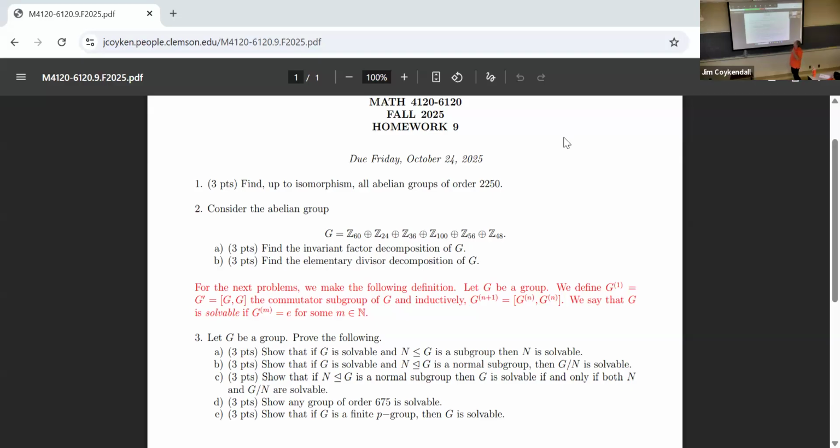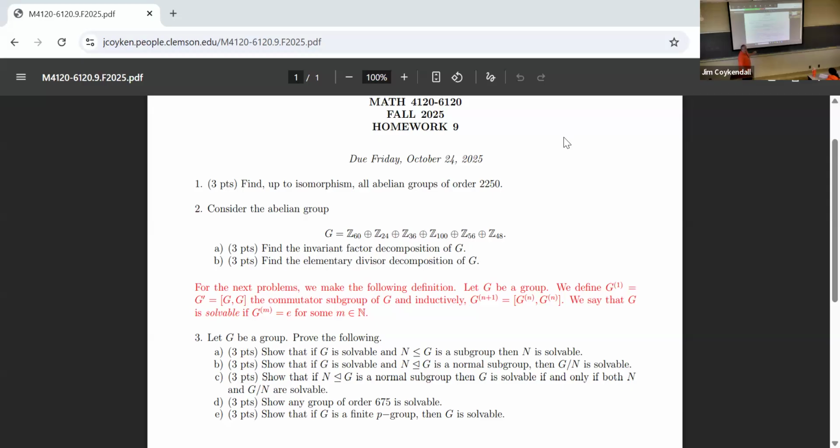Suppose I walk up to you on the street and give you a group G. We define G^(1) to be the commutator subgroup. You all remember that, the subgroup generated by all commutators. So you start with G and you get its commutator subgroup. Now you've got a new group, this commutator subgroup. You take its commutator subgroup, and that's what you're building here. G1 is the commutator subgroup, G2 is the commutator subgroup of the commutator subgroup, and so forth and so on.